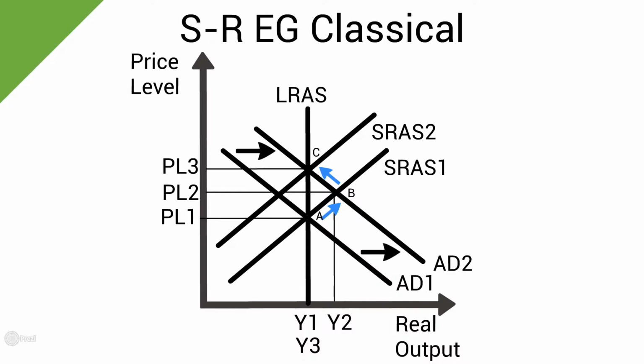This is why this type of economic growth is known as short-run economic growth, because the economy can grow in the short run, but in the long run, it will move back to its long-run aggregate supply curve, which is the maximum amount that an economy can produce.